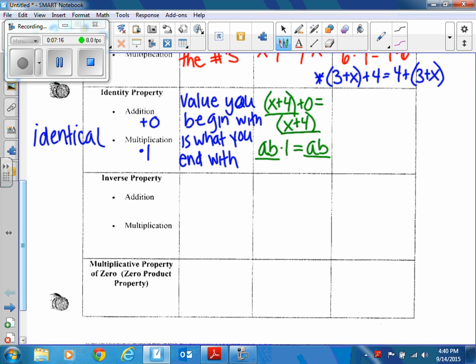All right, now if we look at that with a numerical, we can go as simple as, let's just say we have 7 plus 0. Well, we all know 7 plus 0 is still 7. Likewise, if we want to say negative 12 times 1, well, negative 12 times 1 is negative 12. So those are examples of the identity property. Moving on, we next have the inverse property.